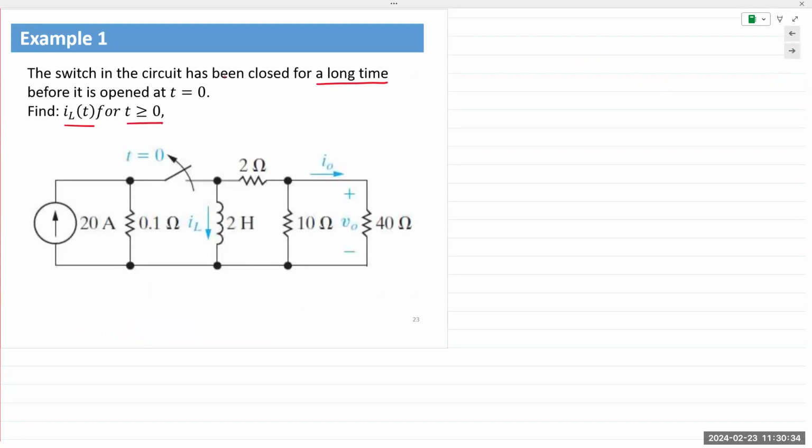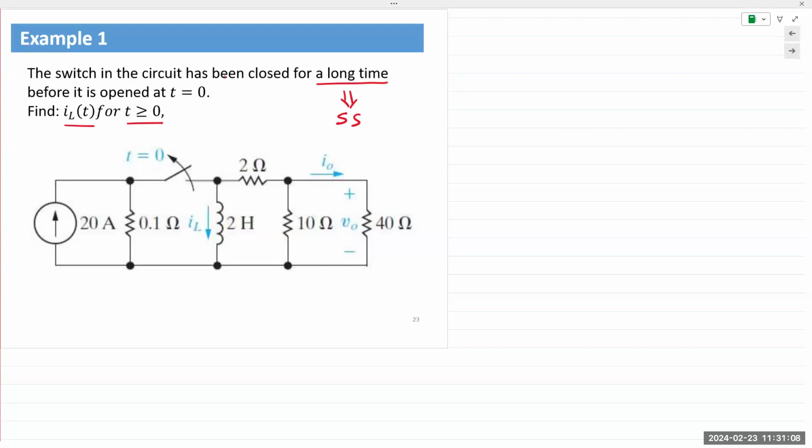Let's analyze the statement. The first thing is a long time. What does it mean? Long time simply indicates that the system is at steady state and the inductor has had sufficient time to reach full charge. So steady state simply means the inductor has acquired all of the energy coming from the source to its max capability, and it is now behaving like a short circuit. That's the first thing.